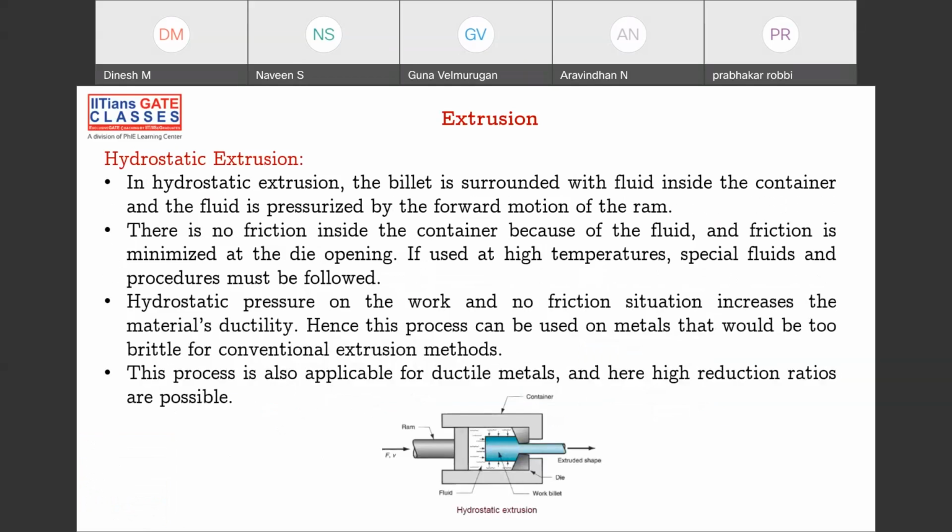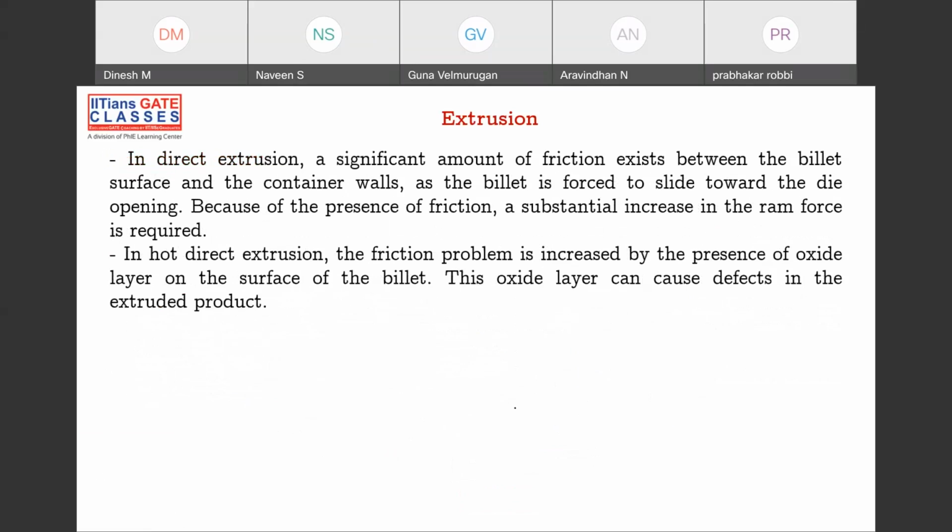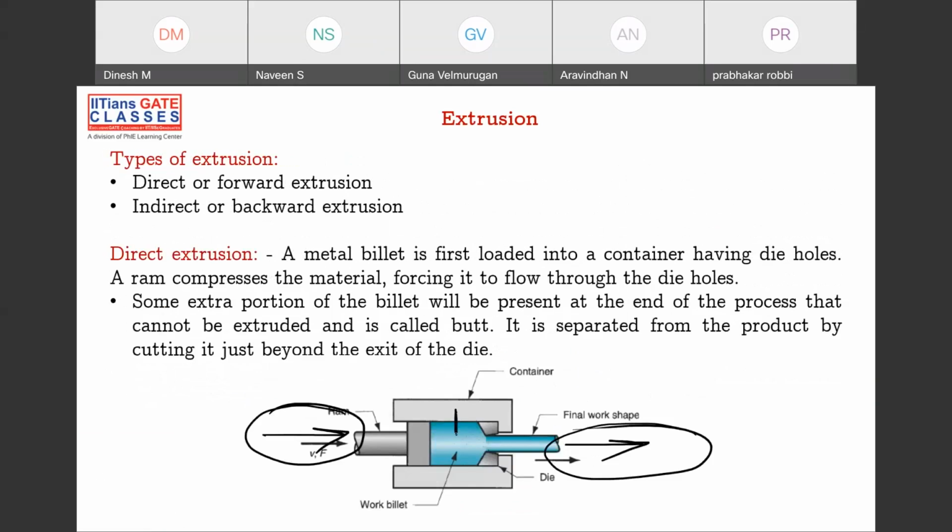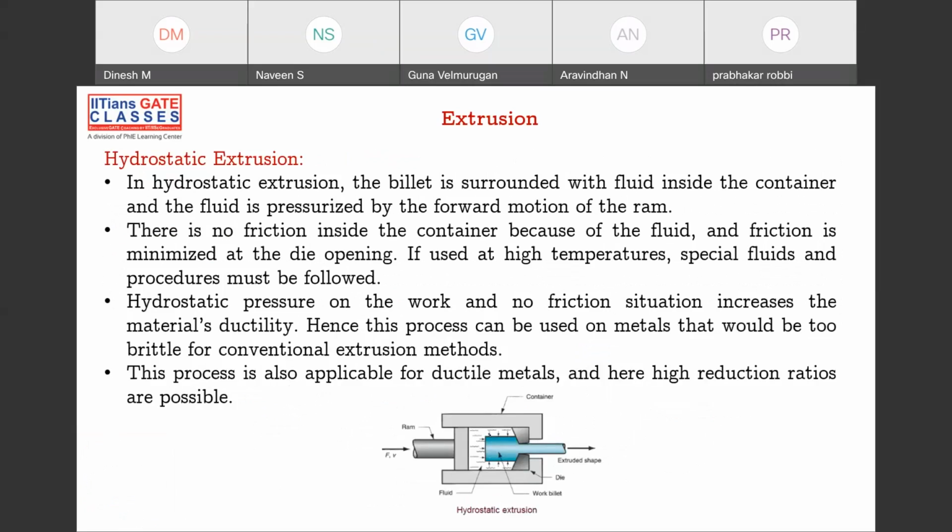Next is hydrostatic extrusion. So what is hydrostatic? What I'll do is fill the container fully with fluid, and then apply force to the liquid. That force pressurizes the workpiece, and it will go through the die. And why do we do hydrostatic extrusion? Because hydrostatic pressure will reduce the friction. Obviously there is no friction, that is the important thing.